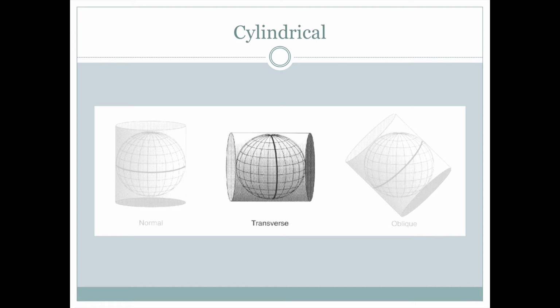Gores of the globe utilize a cylindrical transverse map projection. As we remember, the cylinder can either be parallel to the axis of the Earth as shown here, oblique to the axis of the Earth as shown here, or cut across the axis of the Earth at a right angle, in which case it's called transverse.